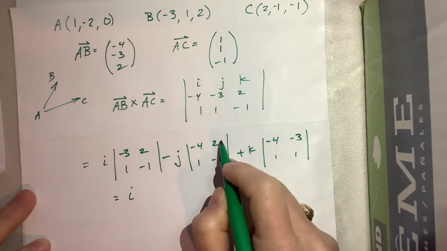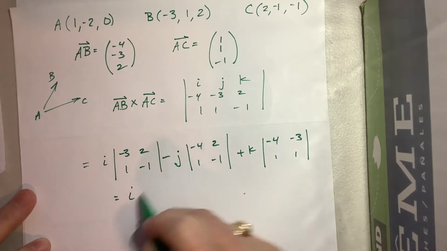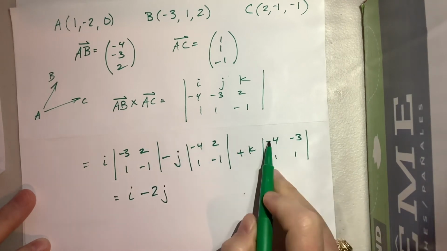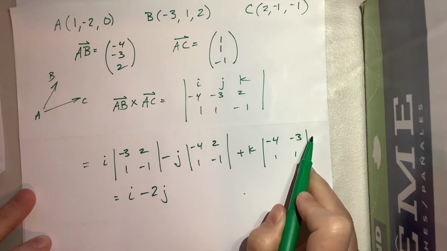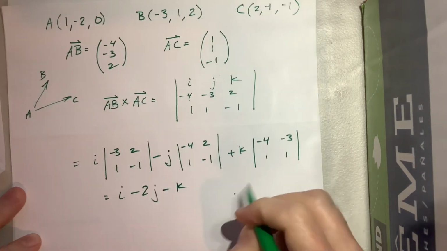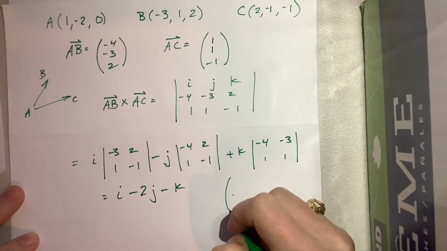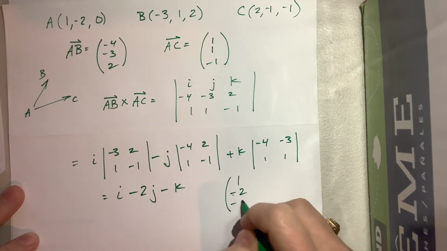This is 4 minus 2 is 2, so that's now a -2. And this is -4 minus a -3, so -4 plus 3 is -1. And so this vector is the vector (1, -2, -1).